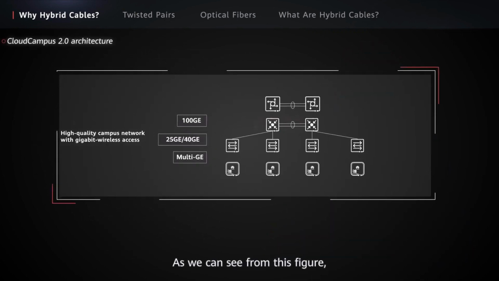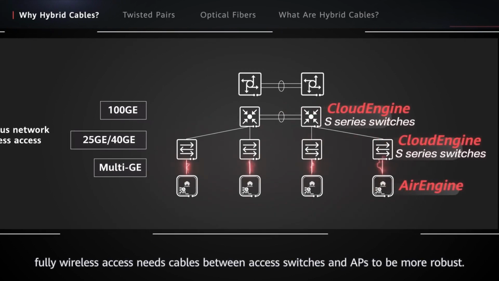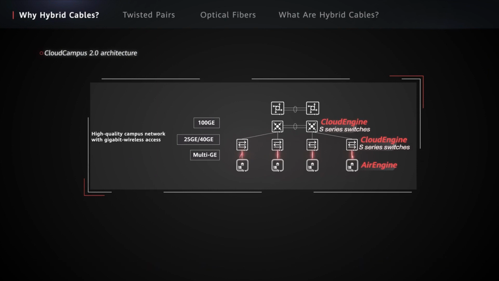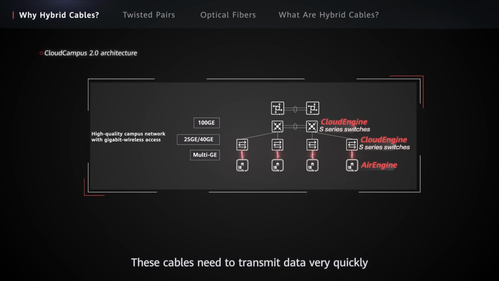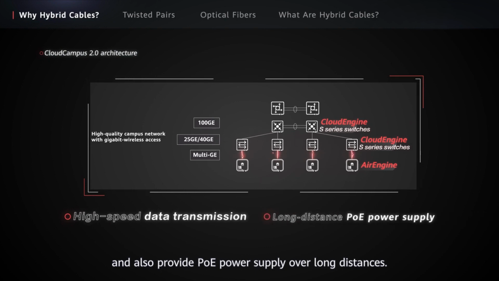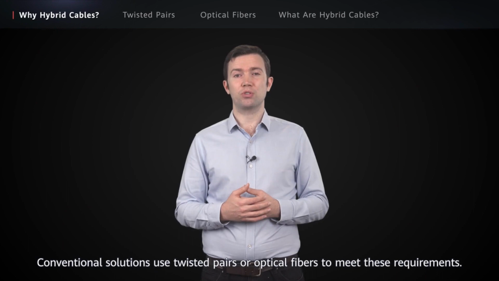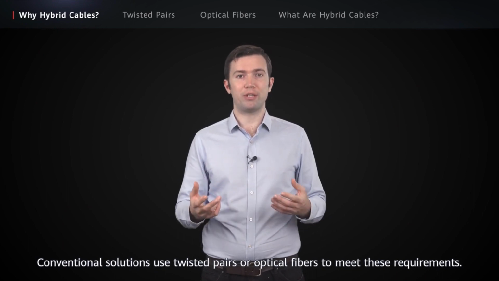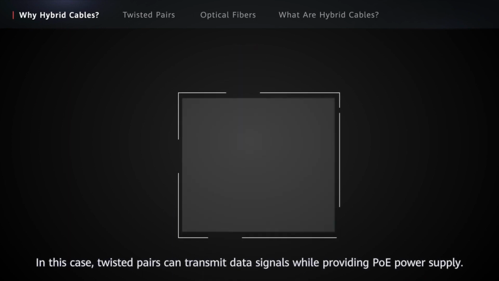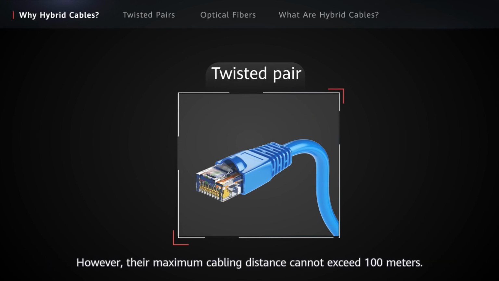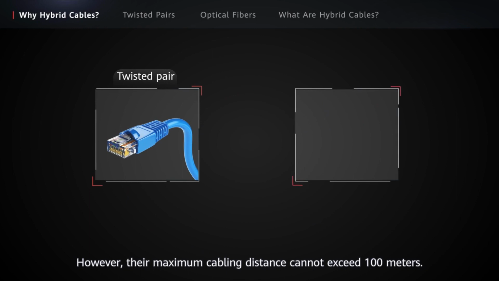As we can see from this figure, fully wireless access needs cables between access switches and APs to be more robust. These cables need to transmit data very quickly and also provide PoE power supply over long distances. Conventional solutions use twisted pairs or optical fibers to meet these requirements. In this case, twisted pairs can transmit data signals while providing PoE power supply. However, their maximum cabling distance cannot exceed 100 meters.